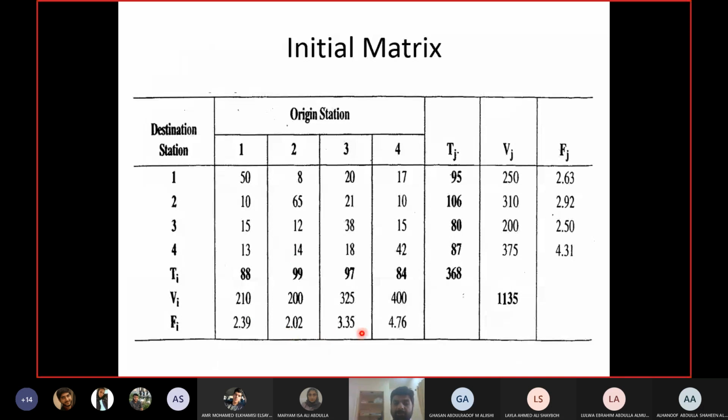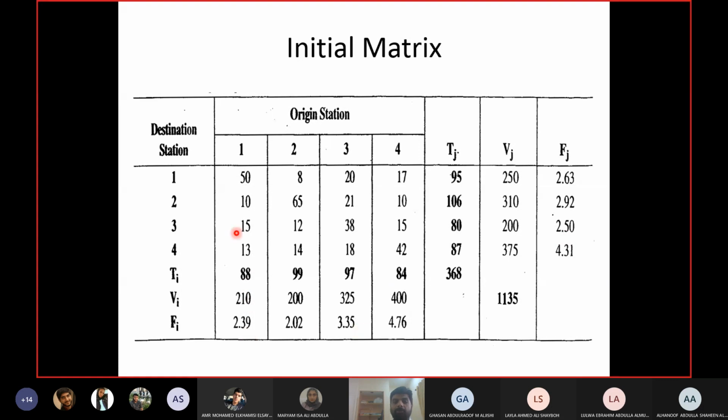These are the factors for each column, and these are the factors for each row. So 250 upon 95 equals 2.63. 310 upon 106 equals 2.92, and so on. Similarly, 210 upon 88 is 2.39. 200 upon 99 is 2.02, and so on.